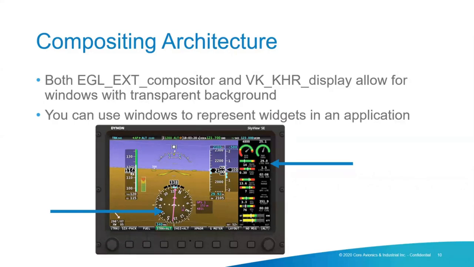But here you can see that the black part underneath the compass is transparent so that you can see through it, but the text on the compass is not transparent, neither are any of the lines drawn on it. So the ability to use transparent backgrounds on your components is important for representing widgets in a system, and both the display extensions allow for that functionality.